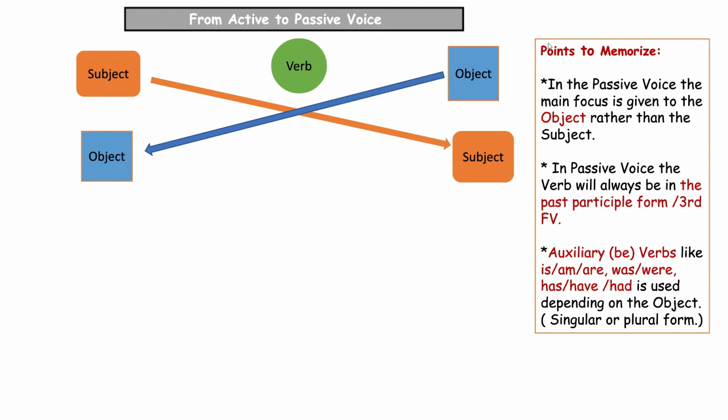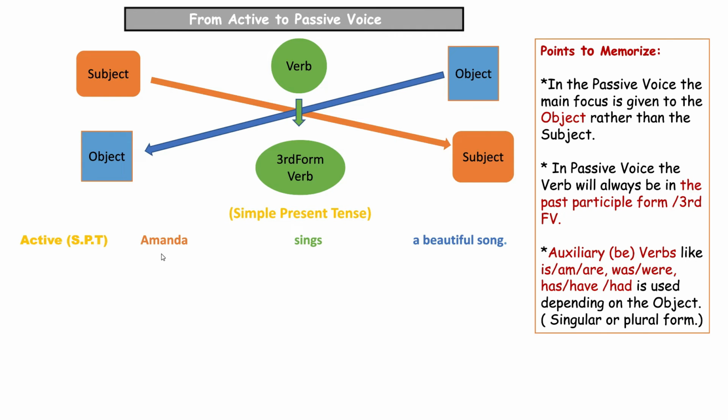And the second point, in passive voice, the verb will always be in the past participle form, or the third form. This verb will always be in its third form when changing it into the passive voice. Got it? Now, in simple present tense, our example was Amanda sings a beautiful song.